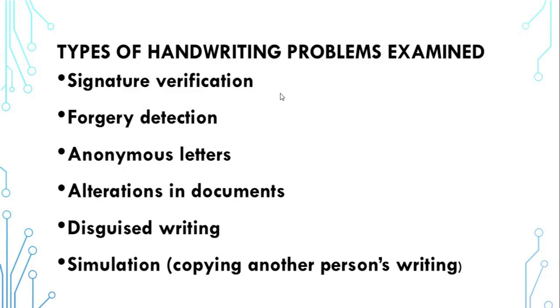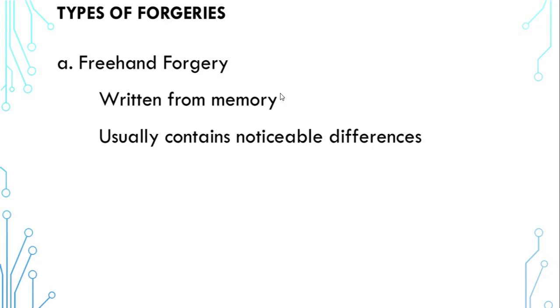Another is alterations in a document. Where you have alteration, you can use this also to detect alteration. Then disguised writing, where the writer is trying to disguise his own or her own writing. Then simulation, when somebody is copying another one. Now let's go to types of forgery. Sorry, types of forgery. We have different types of forgery.